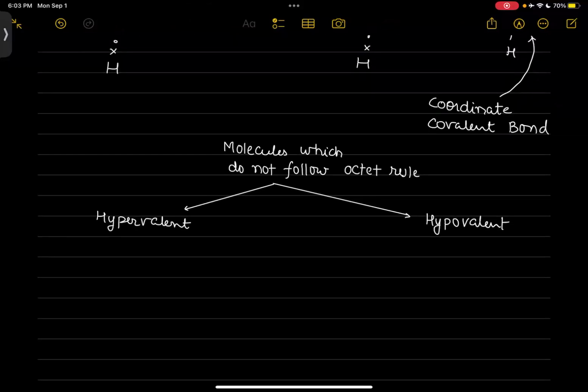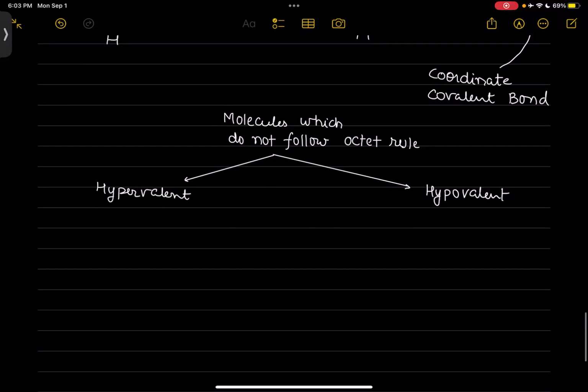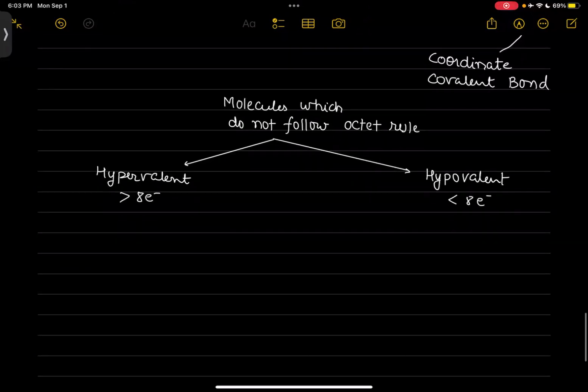Hyper means more, so there's extra. Got it? More than 8. And hypo means less than 8 electrons. Got it? Yes, sir. These are the exceptions to the octet rule. Clear? Yes, sir.